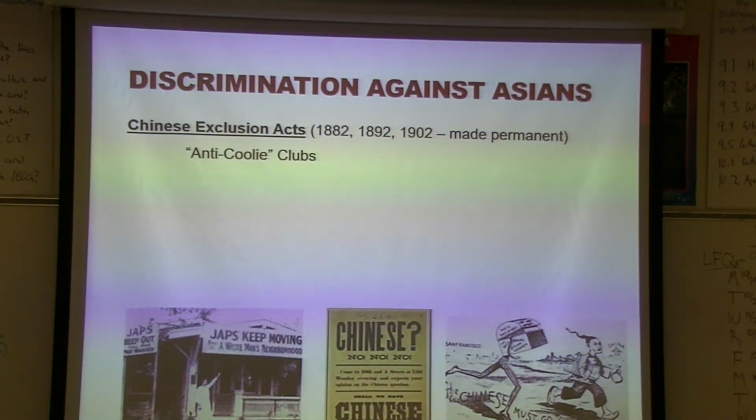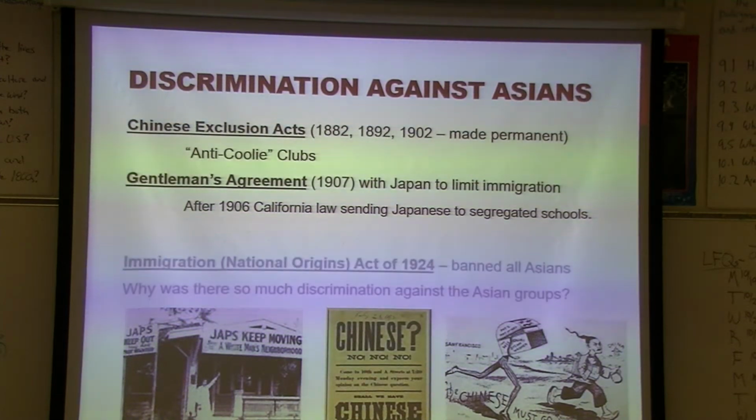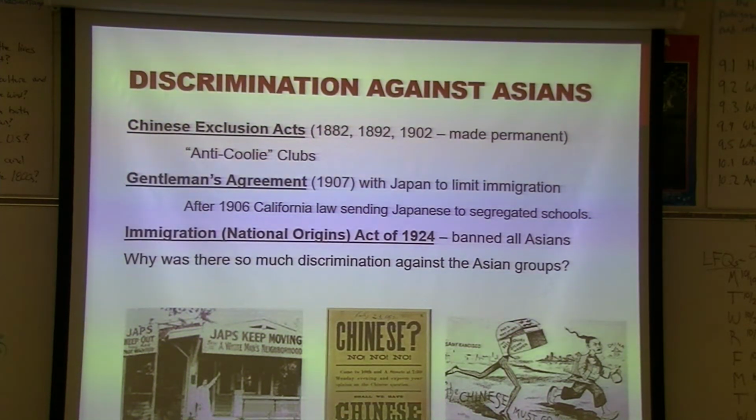when China is battling with us on our side against Japan. For the Japanese, we will have segregated schools in California, not black and white. They were segregated with Asians, particularly Japanese, who were not allowed to be in the schools. Japan also had other problems, and we will end up with what's called the Gentleman's Agreement. It sounds really nice, but we pretty much will ban the immigration of Japanese to America. By the time we get to 1924, we will ban all Asians with the National Origins Act and the immigration bill that was passed at that time.